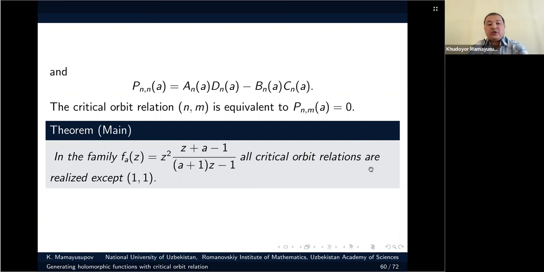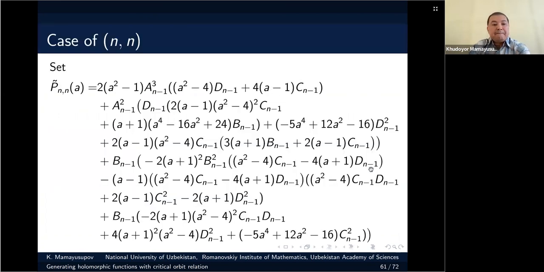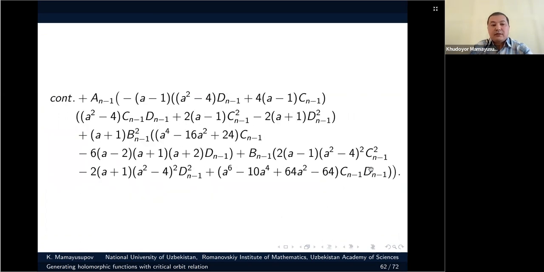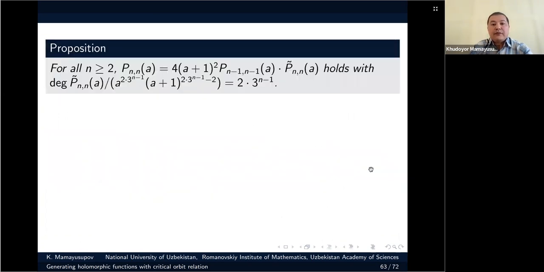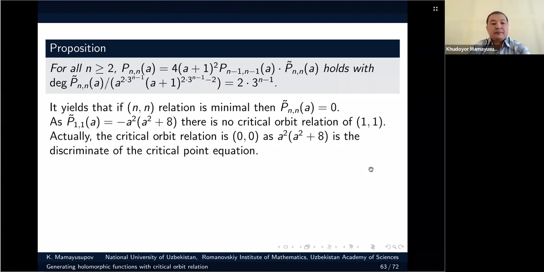Well, there is a topological reason why (1,1) cannot be realized. And also for (n,n), we know the tilde. It's also good. Well, there is continuation. And also, we have this factorization for (n,n), and we know the degrees. Well, there is a computational reason why one is not realizable.